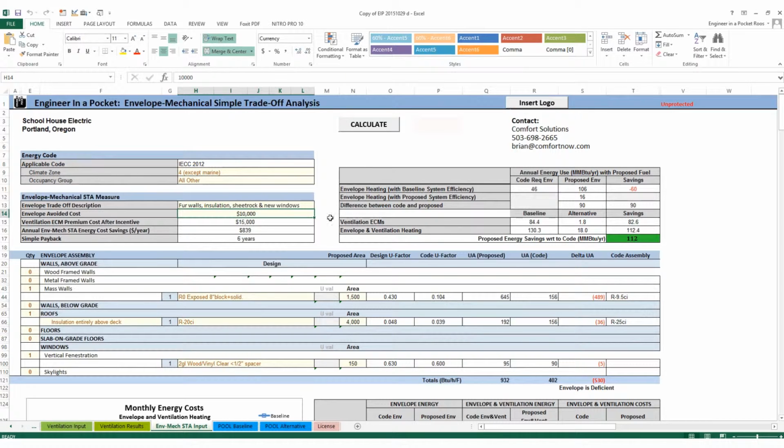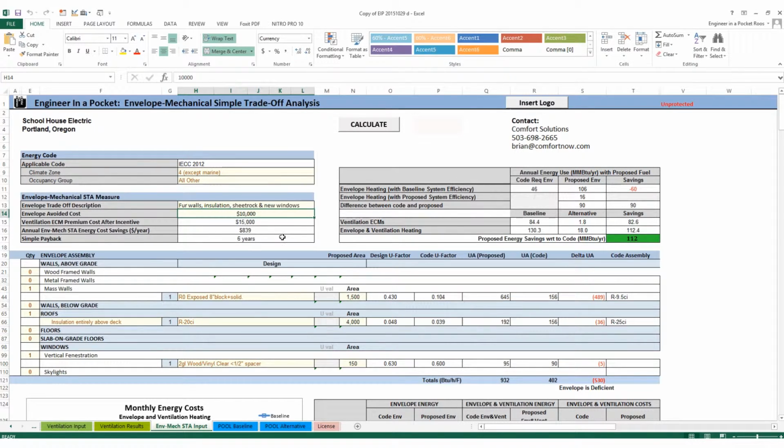Now let's look at the payback. To fur out the walls costs $10,000, not to mention the disruption to the tenants. And we saw earlier that our cost for the superior mechanical was $15,000 more, the avoided costs. We find that the payback now is only 6 years.